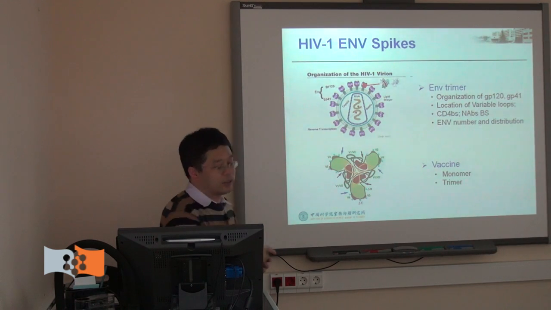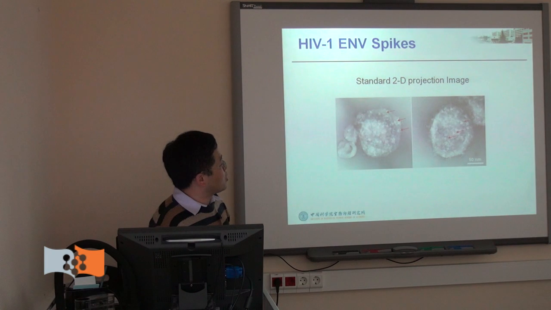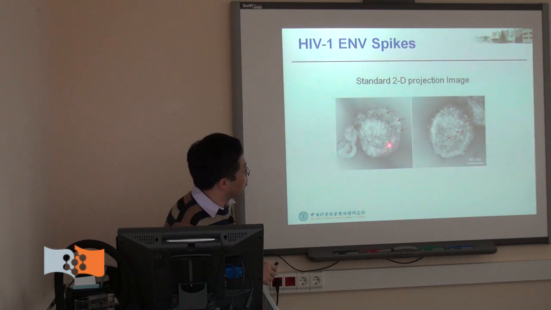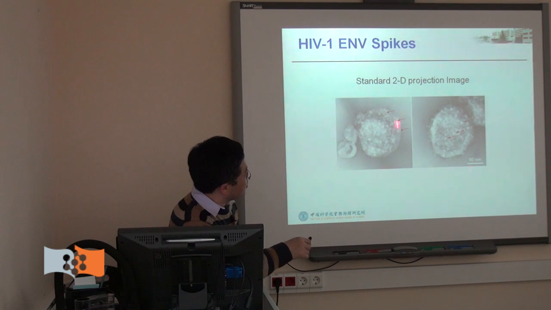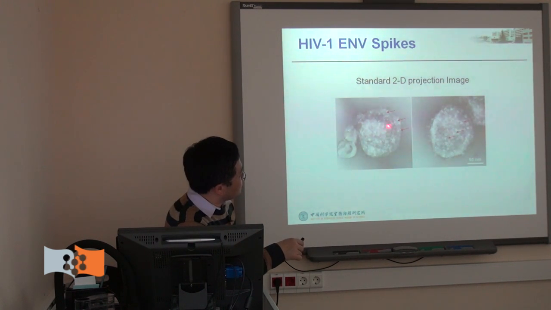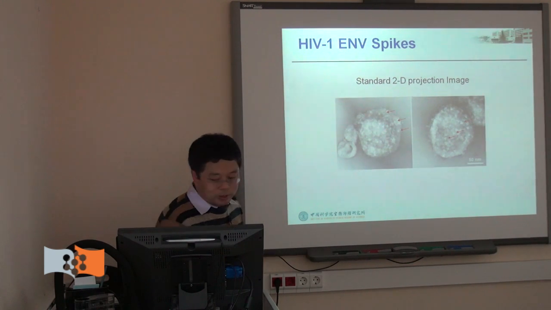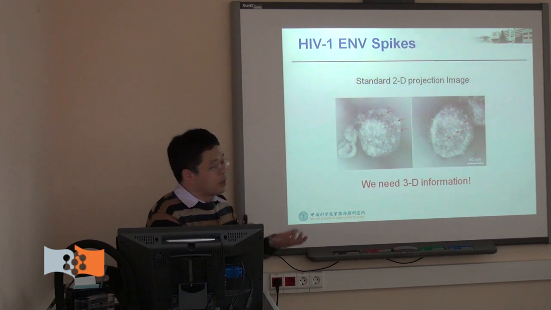If you can supply the information of the trimer, they can try to mimic this organization and use it as a vaccine candidate. Previously, we used negative staining of SIV, which is similar to HIV but from the monkey. You can see the surface. What we are interested in is the envelope spike, which has a triangle shape and a distribution. But what we really want is the 3D information, and how it is organized.